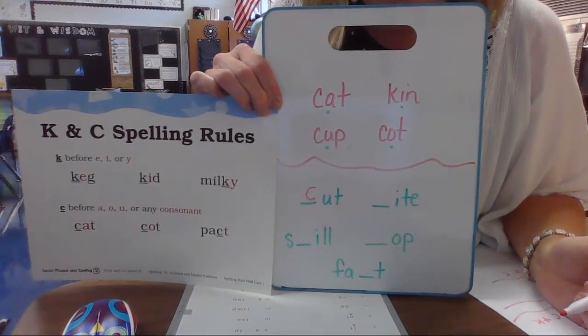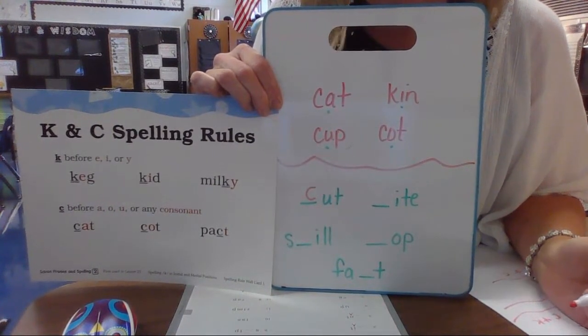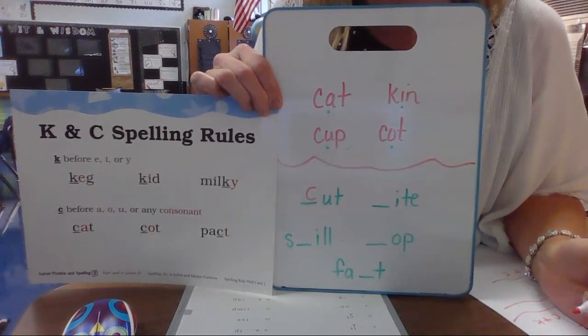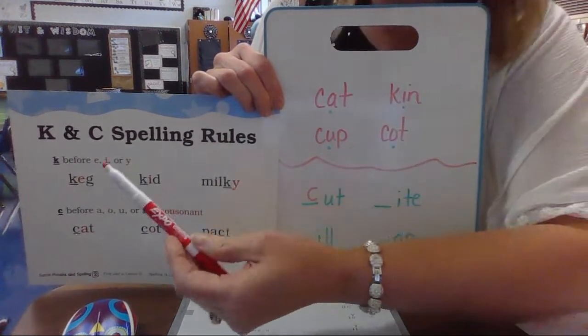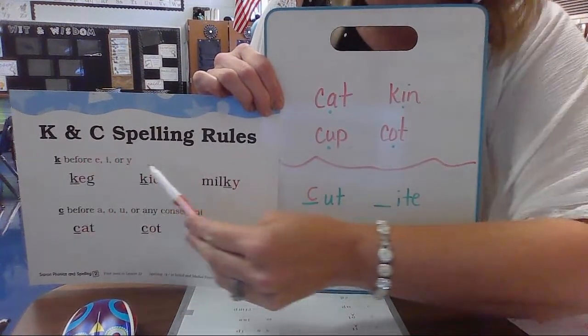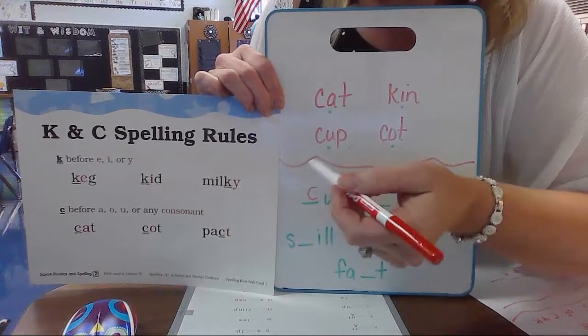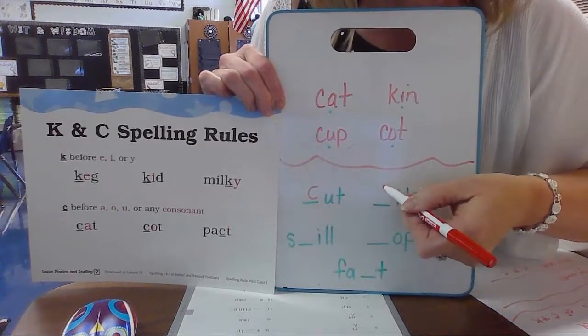All right, next one, we have "ite." Well, we know kite, because they both sound the same, but it's got an I there. So if you'll notice on the rule card, it says K comes before E, I, or Y. So we're going to put a K.